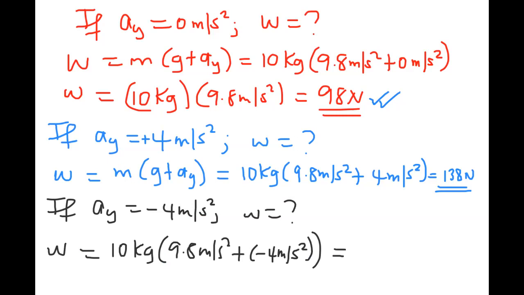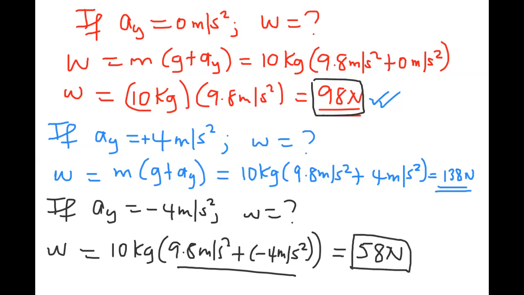What will be the result? Now I invite you to use a calculator, do this operation, 9.8 minus 4, then the answer times 10. You're going to get, because 9.8 minus 4 is 5.8, times 10 is 58. Looks like the crate will be lighter, so 58. This is interesting because this is a normal situation. This is kind of heavier, and this is lighter. So depending on the acceleration, the weight of the crate will be different.